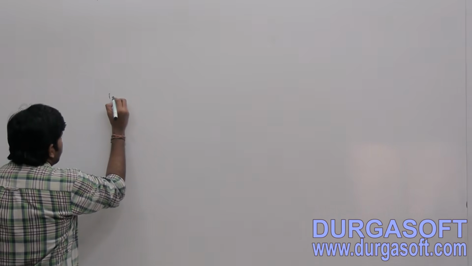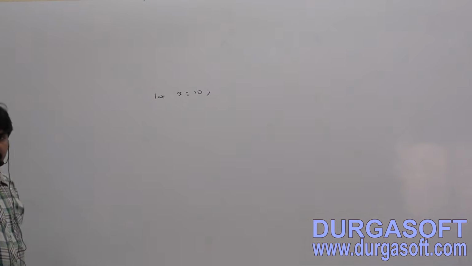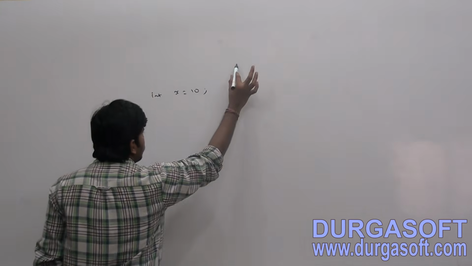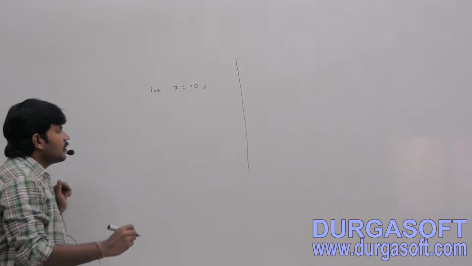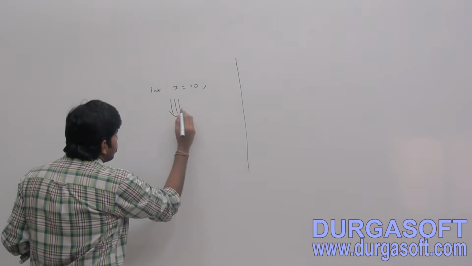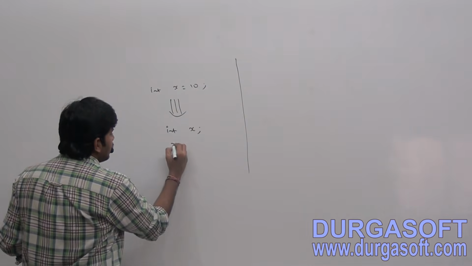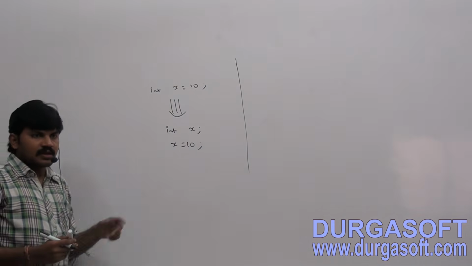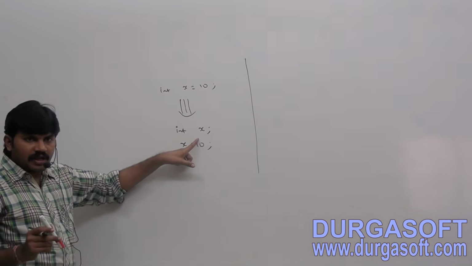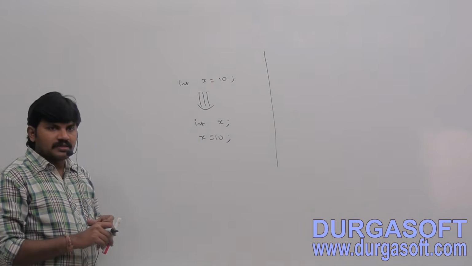Sir, I am taking int x is equal to 10. Can you tell, is it valid or not? Int x is equal to 10, valid. I want to divide this into two lines: int x, then x is equal to 10. Is it valid or not? It is perfectly valid, no problem at all, because we can divide into multiple lines.